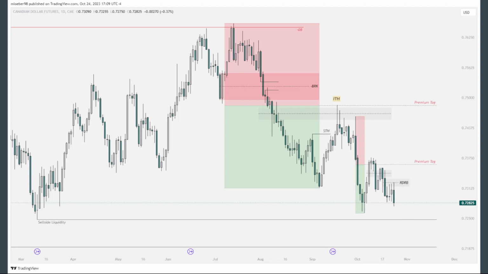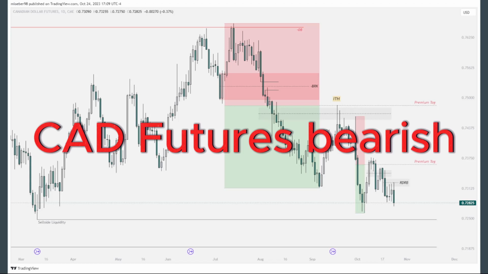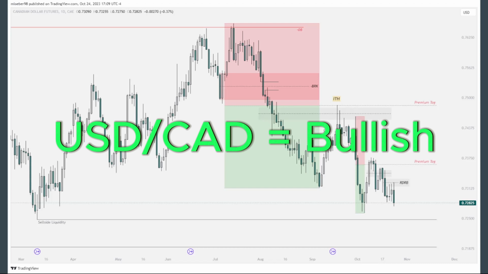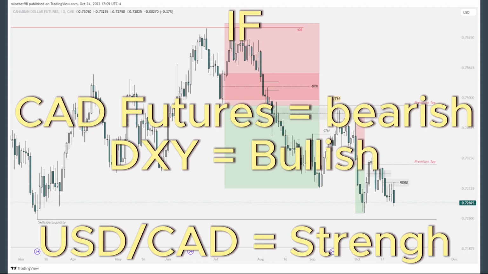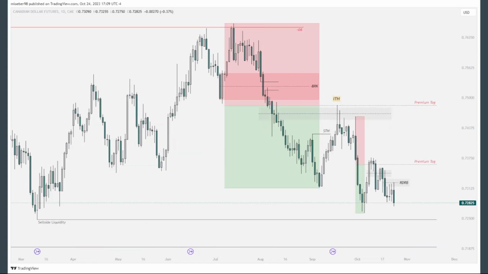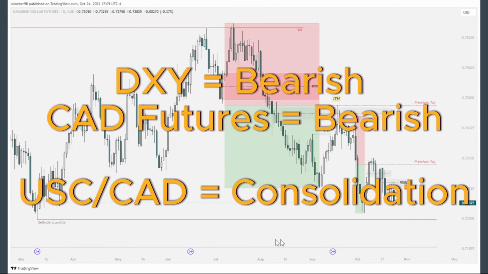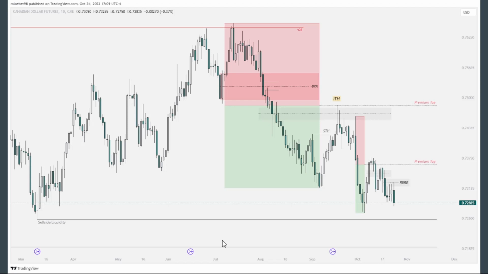And an understanding is that when Canadian dollar futures are bearish, that would leave USDCAD bullish if dollar index is also bullish. But if dollar index is bearish and CAD futures are bearish, that would typically leave USDCAD in consolidation. So when Canadian dollar is bearish and dollar is bullish, that would leave super bullishness for USDCAD.